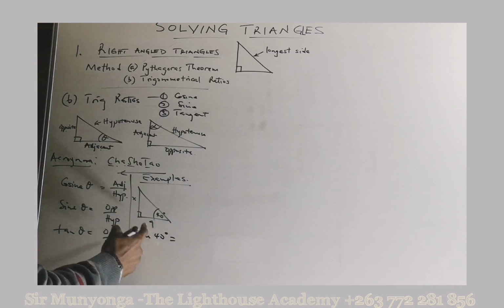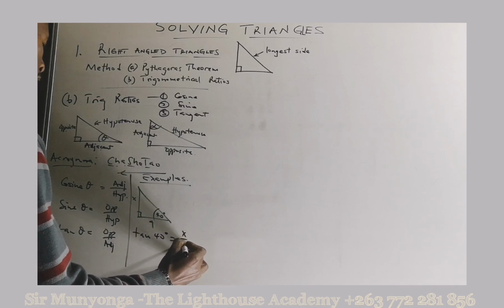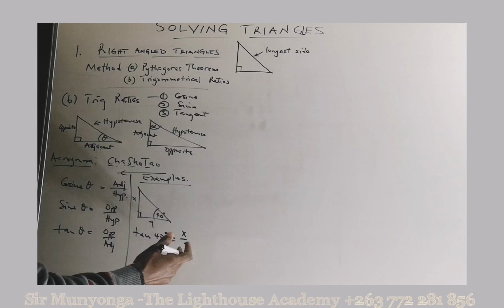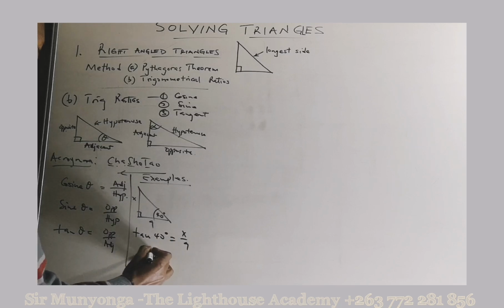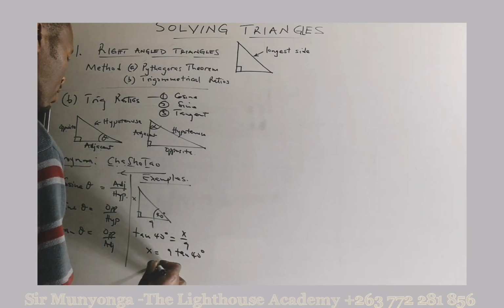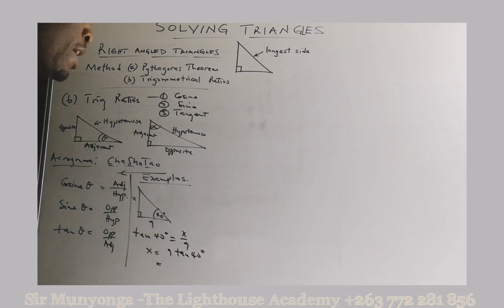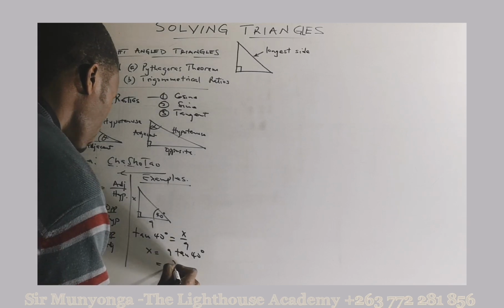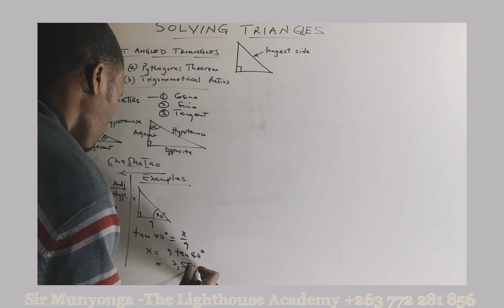So tan 40 equals opposite x over adjacent. Solving the equation, we cross multiply, and x is equal to 9 times tan 40. You punch it on your calculator. Take note, make sure that your calculator is in degrees. On top of your calculator screen it must be written DEG, which is degrees. So 9 tan 40 equals 7.55 to 3 significant figures.